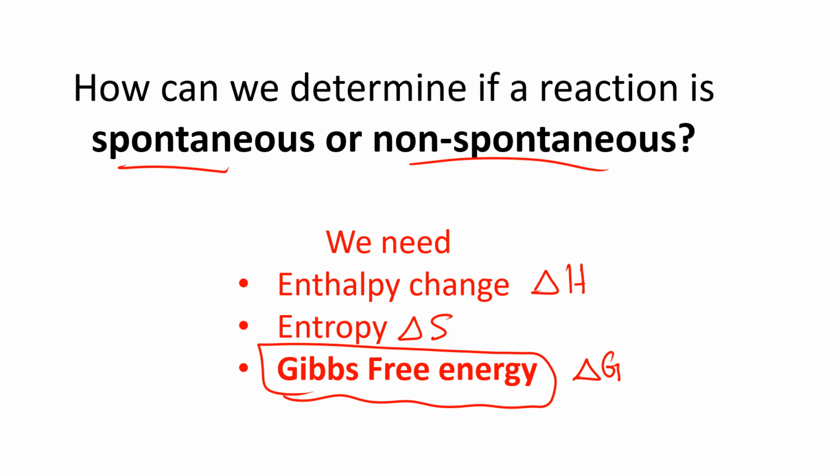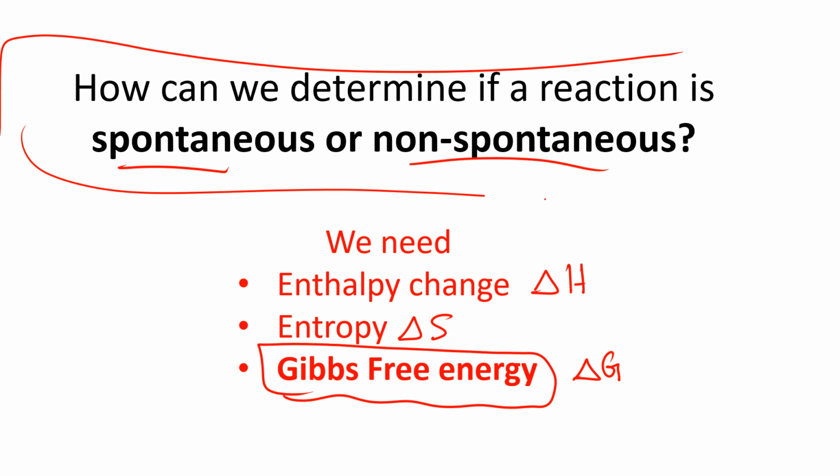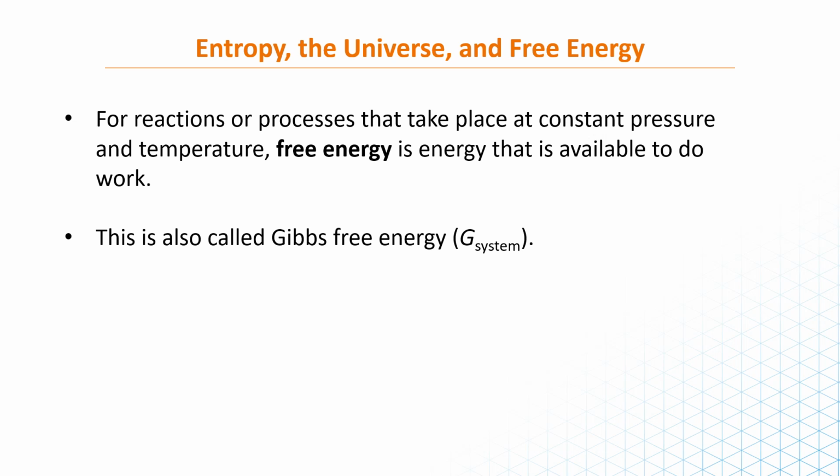And now, guys, the full picture will come to you, because at the beginning of this lesson, we are trying to answer this question, right? When can we know if a reaction is spontaneous or non-spontaneous? So now you will see the full picture in a bit. So what do we mean by free energy? For reactions or processes that take place at constant pressure and temperature, free energy is the energy that is available to do work.